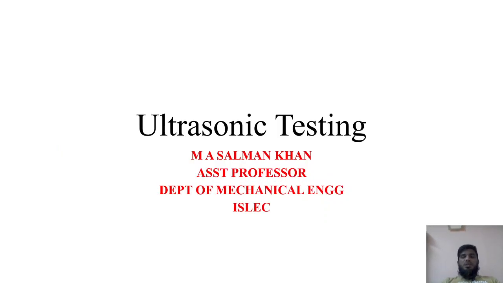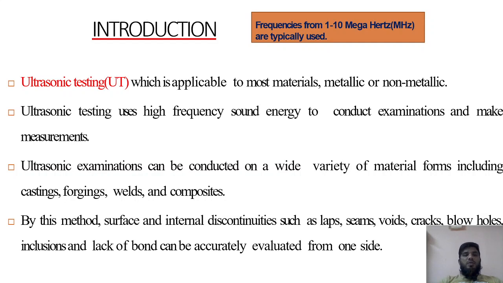So let us first understand what ultrasonic testing is. The first benefit of ultrasonic testing compared to magnetic particle testing or liquid penetrant testing is that ultrasonic testing can be used for any kind of material, whereas magnetic particle testing is mostly applicable only to magnetic materials. Ultrasonic testing is applicable whether it is metallic or non-metallic, magnetic or non-magnetic.